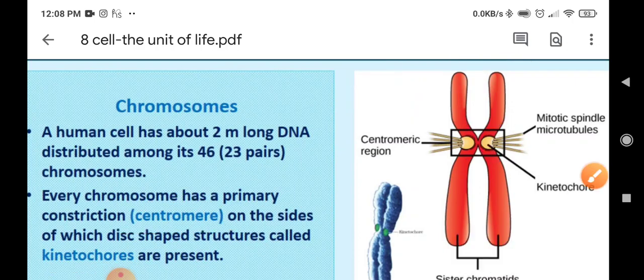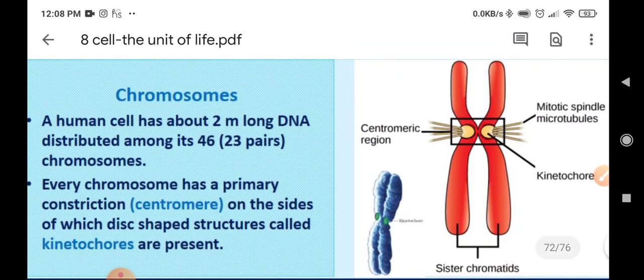So I am repeating it once again. These thread-like structures attach on this disc-shaped structure, and this disc-shaped structure is known as the kinetochore. The kinetochore is always present in the centromere. And these two chromosomes are known as sister chromatids.